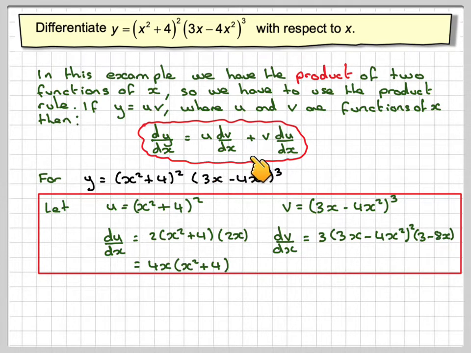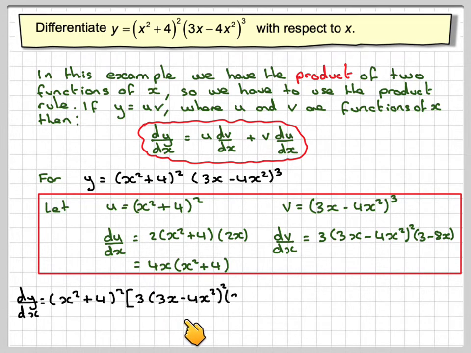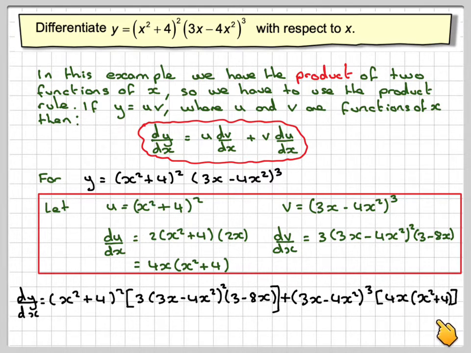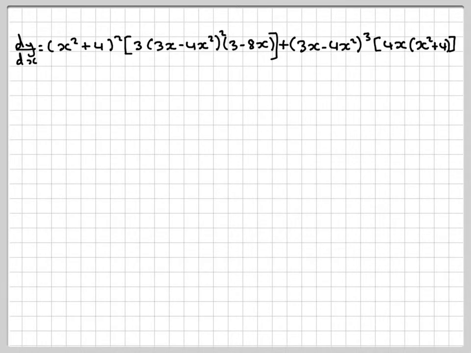Right, now putting that into this formula, you're going to get dy by dx is going to be (x squared plus 4) squared, which is u, times all of this, put into square brackets, 3 times (3x minus 4x squared) all squared, times (3 minus 8x), plus v, which is (3x minus 4x squared) cubed, times du by dx, which is 4x times (x squared plus 4). Now it looks quite complicated, so we'll just check. We've got u dv plus v du, so we'll write that out again.